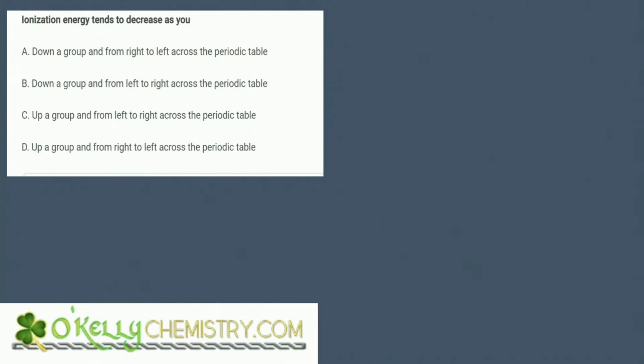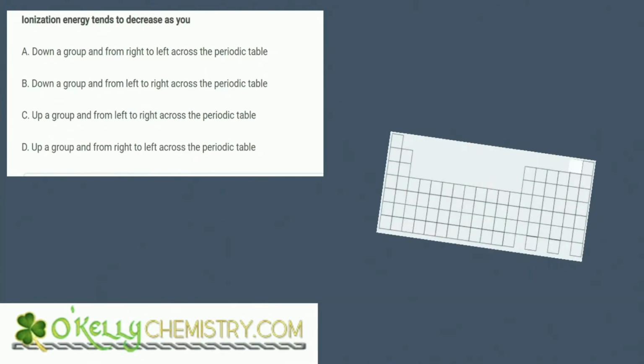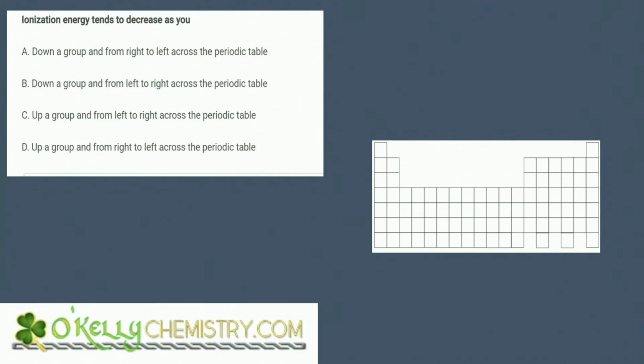This question is dealing with ionization energy, but this time we're talking about it in terms of how it decreases. So it decreases as we go down a group, and it decreases from the right hand side to the left hand side of the periodic table. So down a group are A and B, so we can cross out C and D, and we see that it's moving from right to left, so the answer choice here will be A.